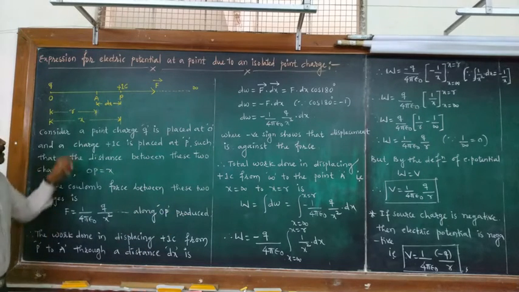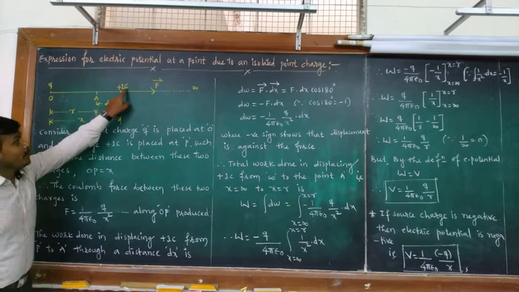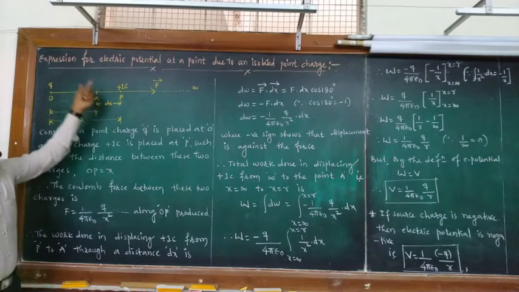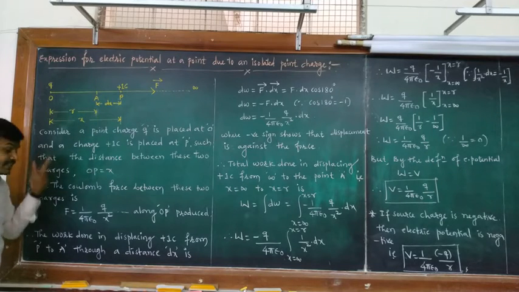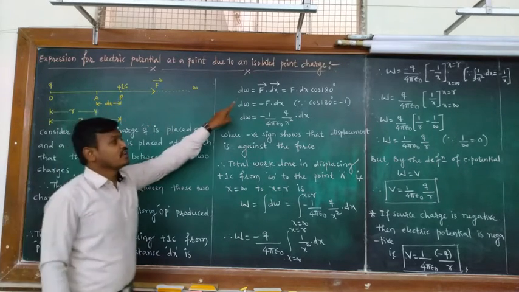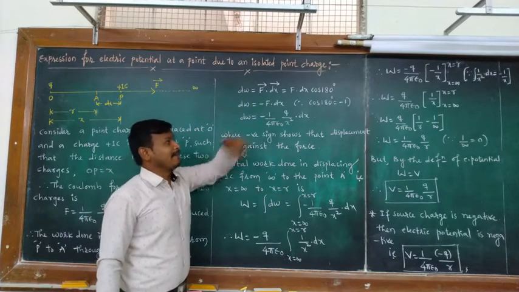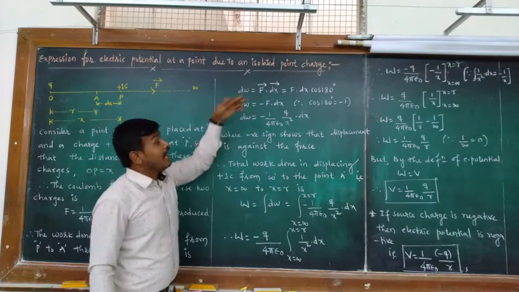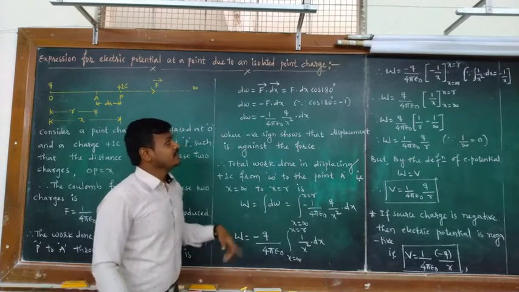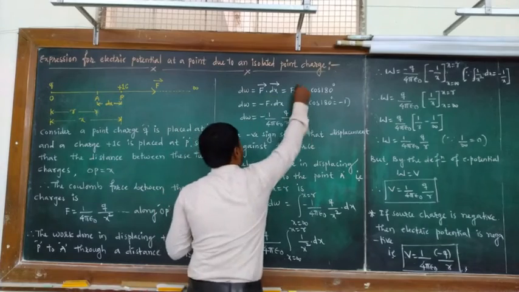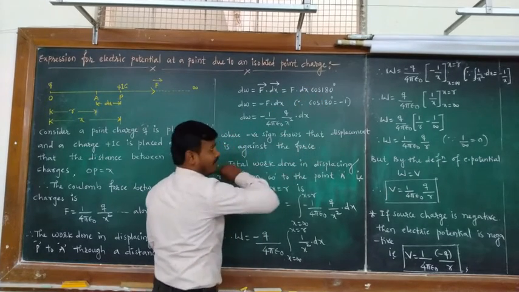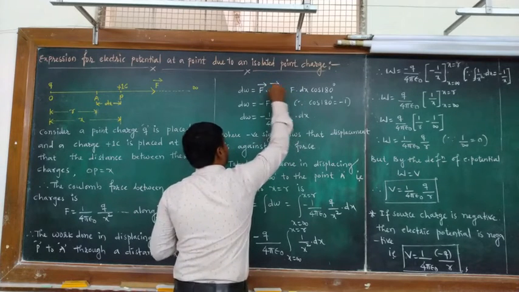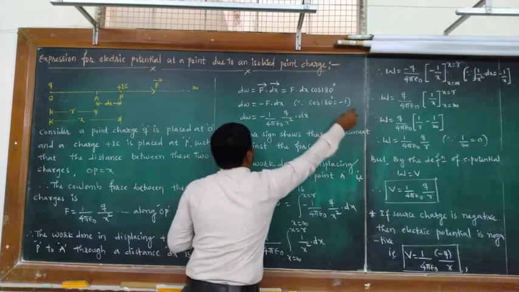The next one: the work done in displacing a unit positive charge from point P to point A through a small distance dx in an electric field due to Q is given by the scalar product of force and displacement. Scalar product of force vector and displacement vector is mod of force vector, mod of displacement vector, cosine of the angle between them. Here mod of force vector becomes F and mod of displacement vector becomes dx, cosine of angle between them.